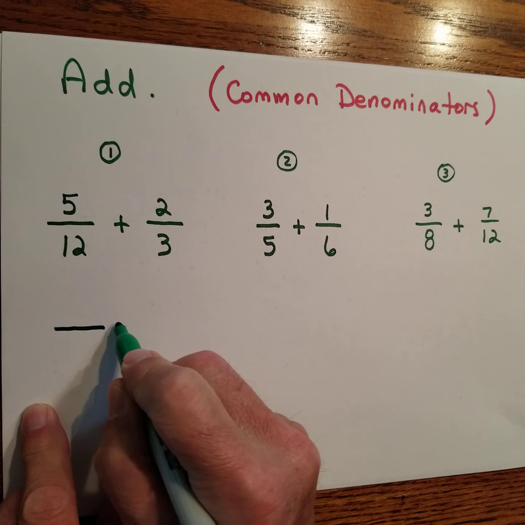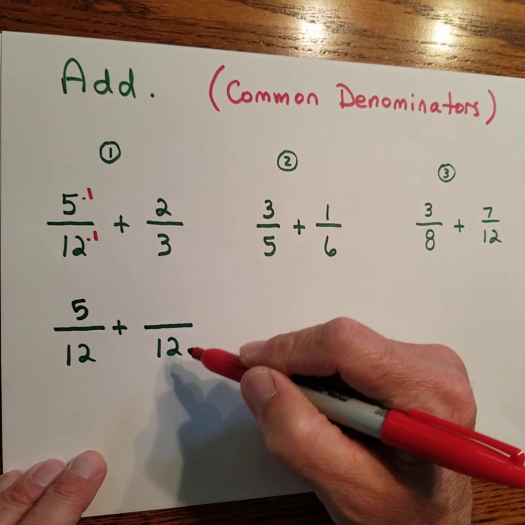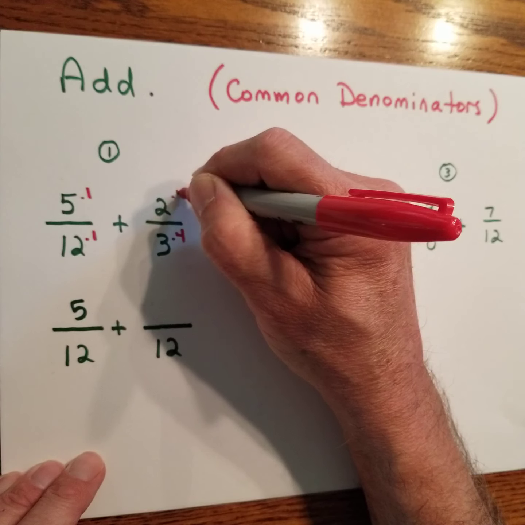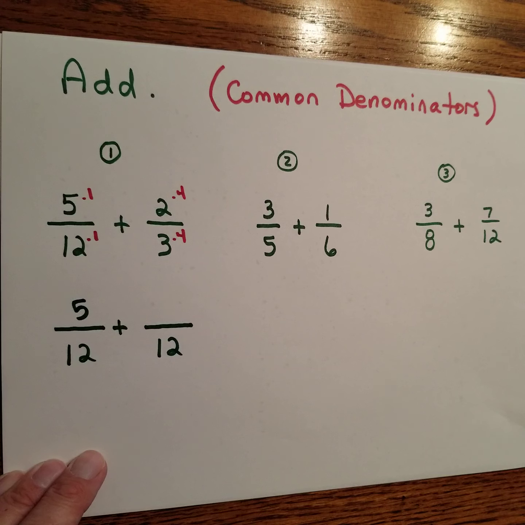What do you multiply times 12 to get 12? You multiply a number times 1 to get itself. Then we multiply the top by 1 as well. What do you multiply times 3 to get 12? Multiply by 4. Then I must also multiply the top by 4.